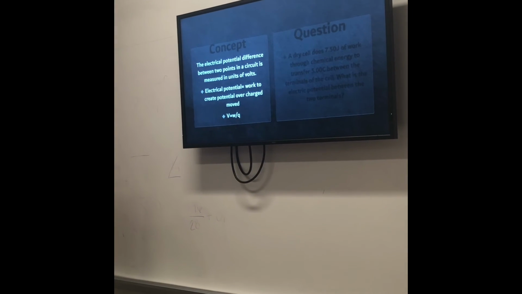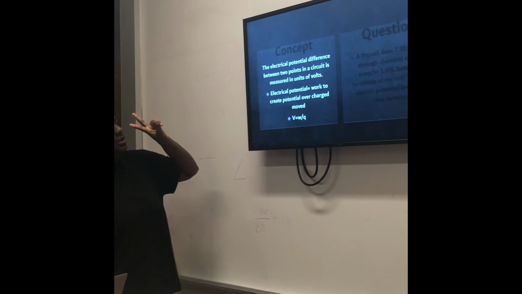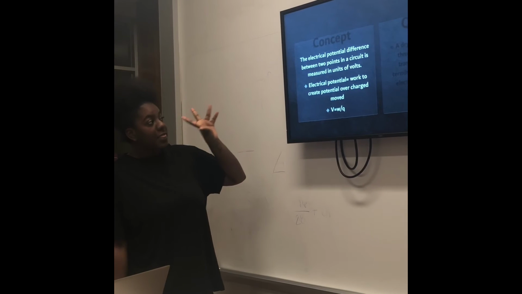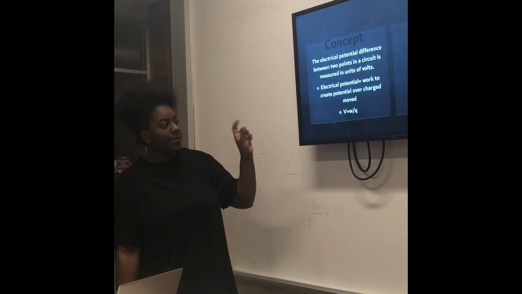All right. The concept is that the electrical potential difference between 2 points in a circuit is measured in units of volts. The formula to find volts is V is equal to W over Q.